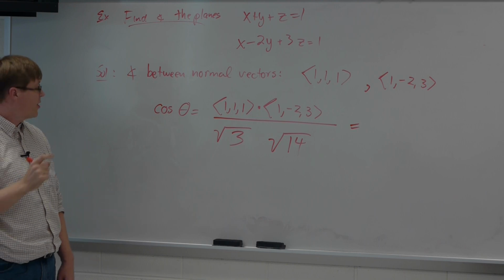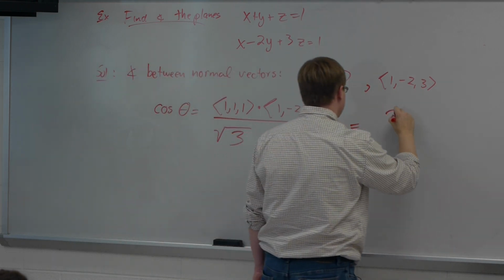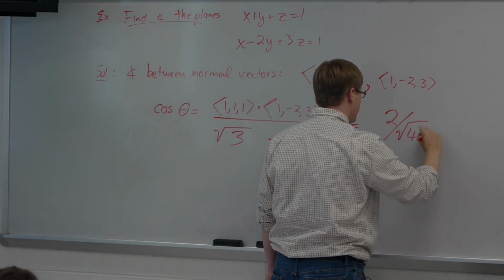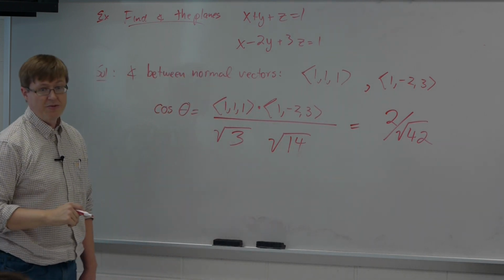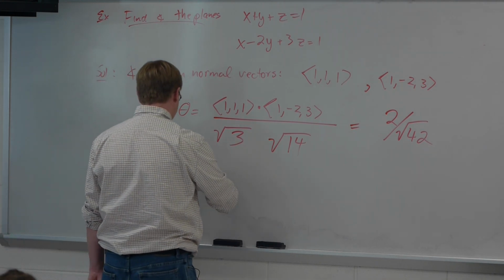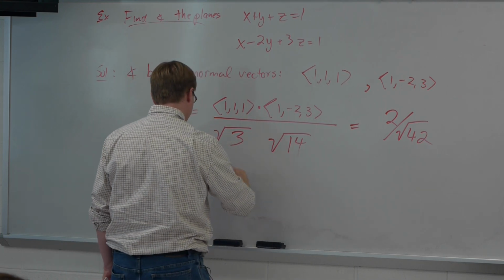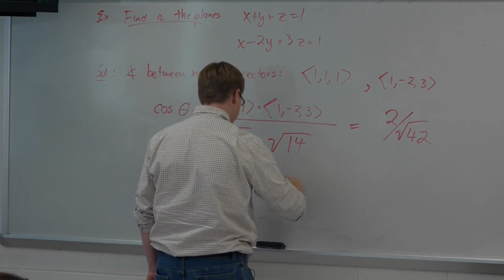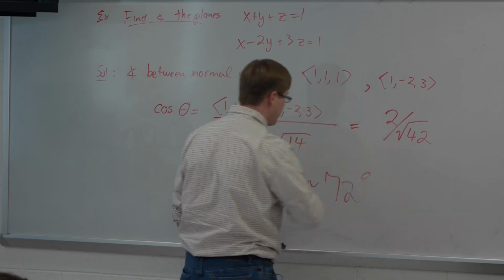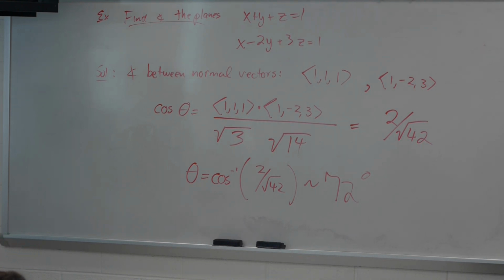So now we just need the dot product. The dot product on top is 1 and 3, and then minus 2, so 2 over square root 42. If you take the arc cosine of that, you get theta is approximately 72 degrees. So it's a very straightforward computational problem. You just plug it into the formula.